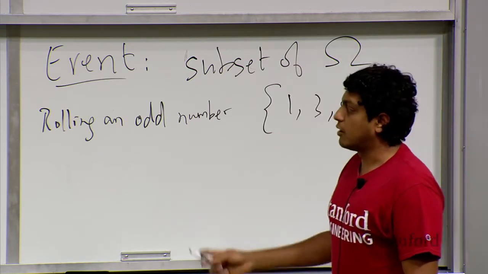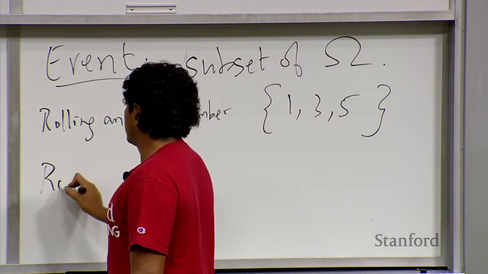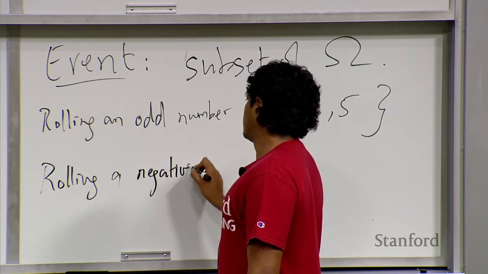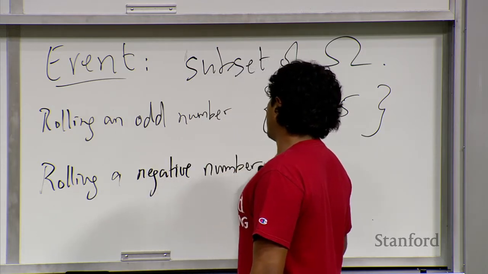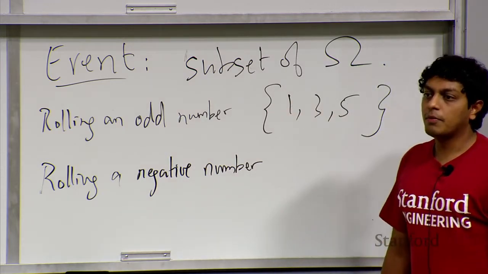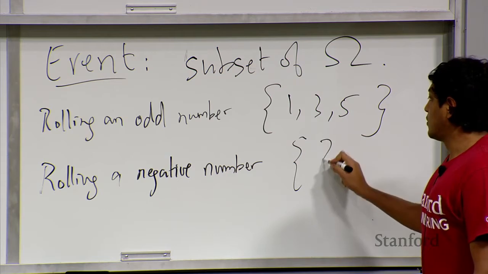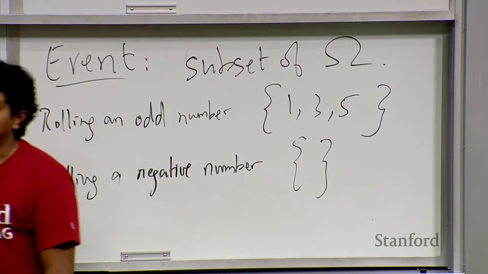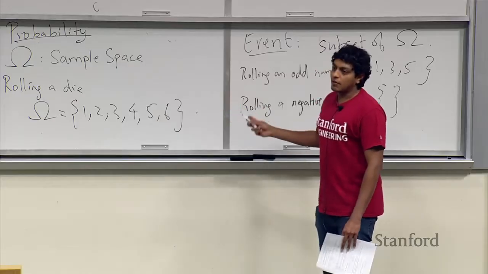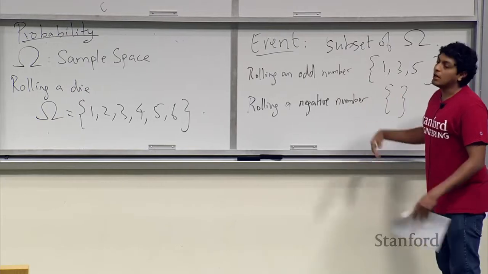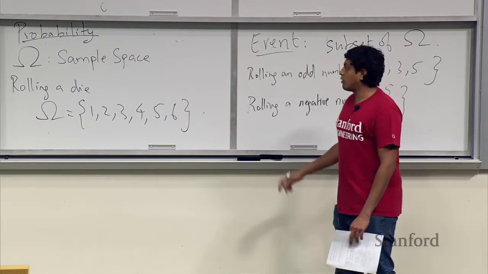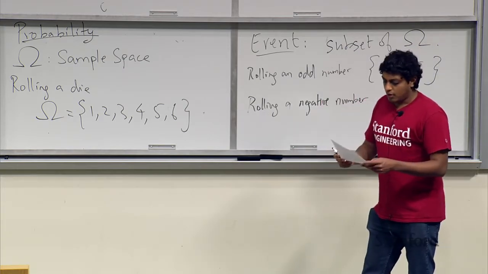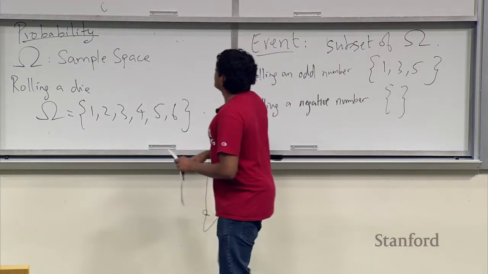So you could have events that, for instance, what would the corresponding subset for this be? It would be an empty set. So you could have events that are any subset of omega. It could be empty, it could be omega itself. For instance, if you had rolling any number, or rolling a number between 1 and 6, both inclusive, it would just be omega itself. All right?